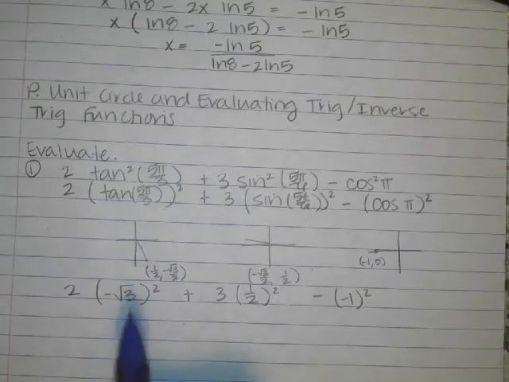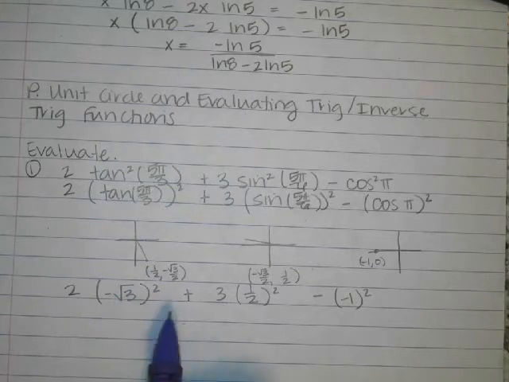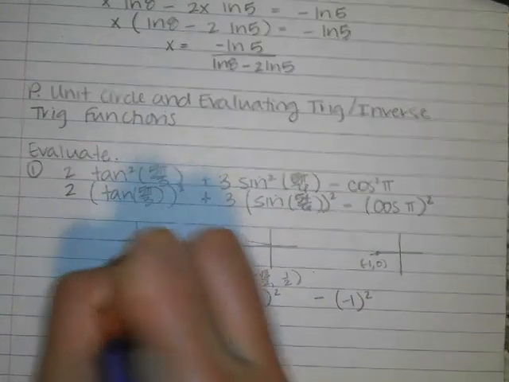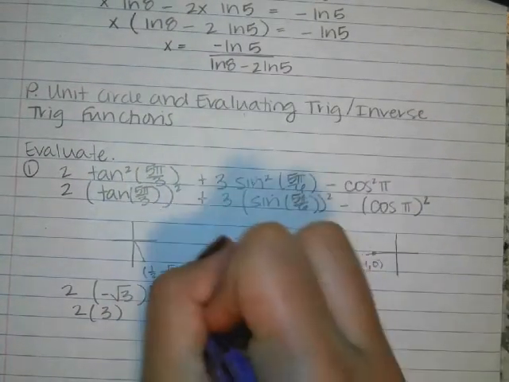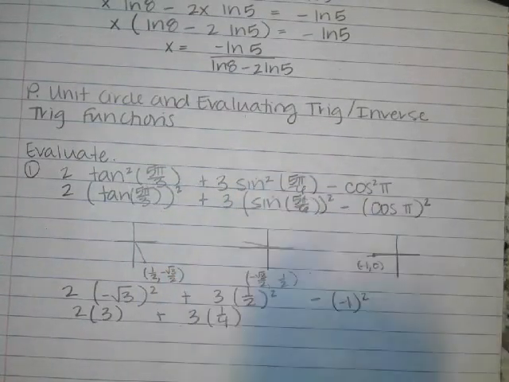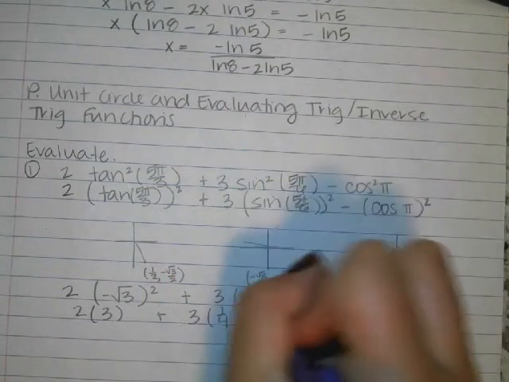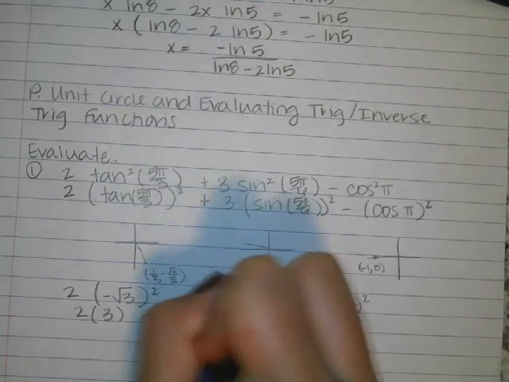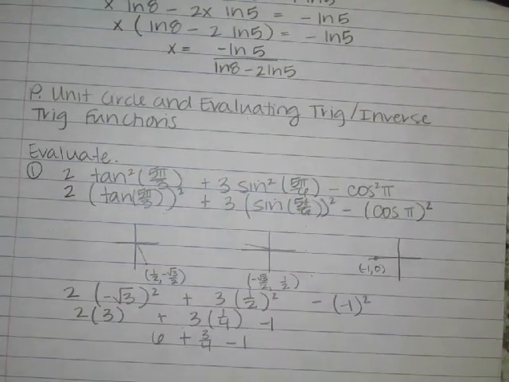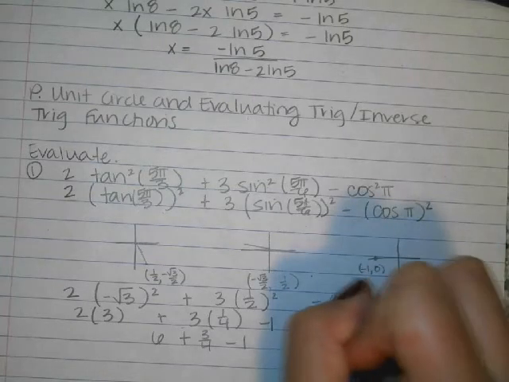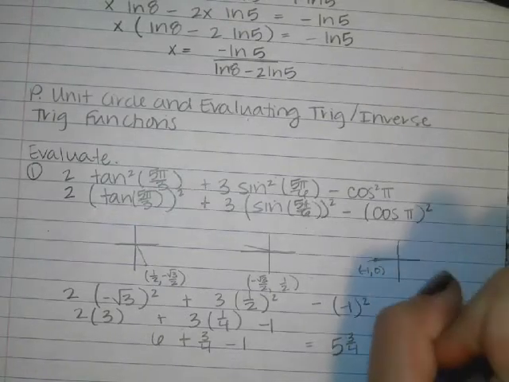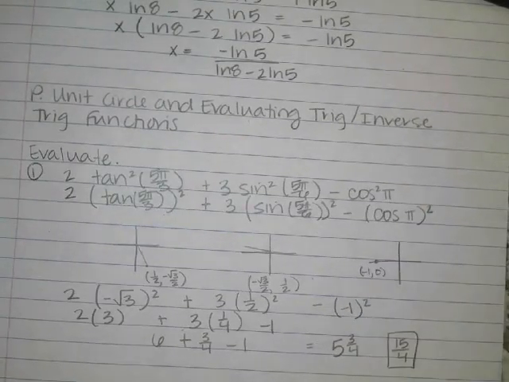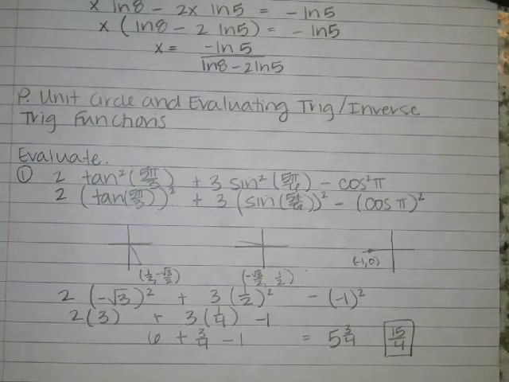All right, negative root 3 times negative root 3 is just 3, so I have 2 times 3. 1/2 times 1/2 is 1/4. Negative 1 times negative 1 is 1. So I have 6 plus 3/4 minus 1. 6 minus 1 is 5, so this is 5 3/4, or we could say 15/4. I'm going to default to improper fractions, just because I feel like that's more common in math.